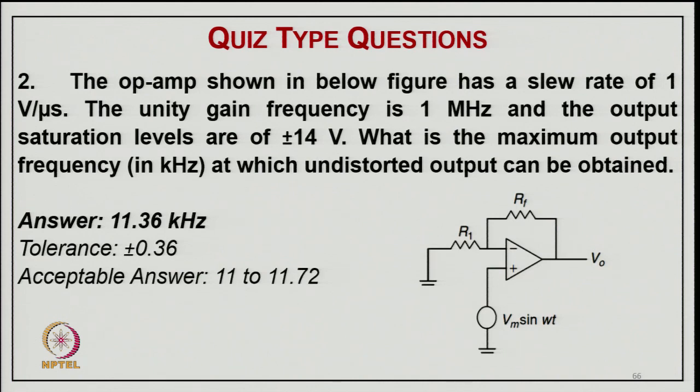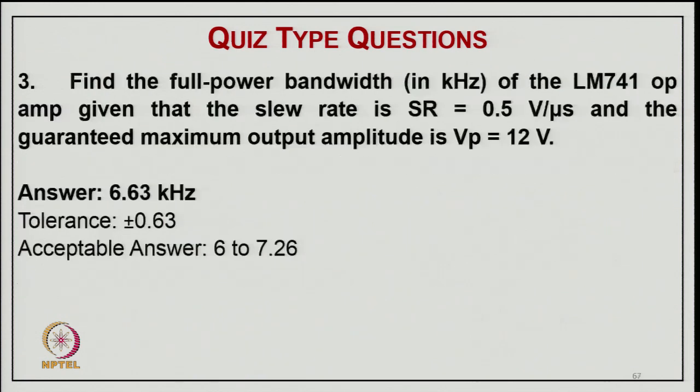The second question: the operational amplifier shown in this figure has a slew rate of 1 millivolt per second, the unity gain frequency is 1 megahertz, and the output saturation level is plus minus 14 volt, that is the power supply. What is the maximum output frequency in kilohertz at which the undistorted output can be obtained? From this you can find out how much time it takes according to the slew rate to increase the voltage. So, it comes to 11.36 kilohertz, and typically the tolerance is plus minus 0.36, and the acceptable answer is 11 to 11.76, plus minus on both sides.